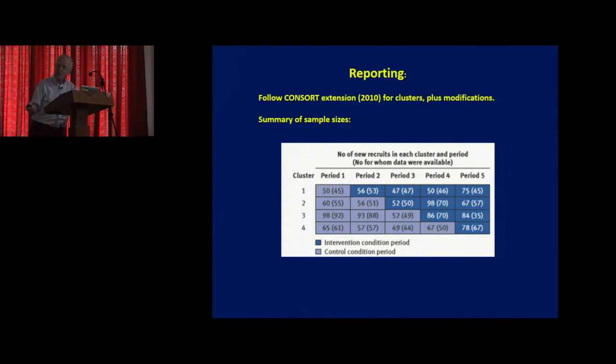So here's a report, for example, about the number of people that you have in the different time periods of the study, various clusters, and you've got the number of new recruits in each cluster and the time period, and whether it's intervention or control. So you can see how many are exposed or not exposed. This is a little checklist of the kinds of things that you need to look at in the original source. These are the special things that apply to this particular type of study.